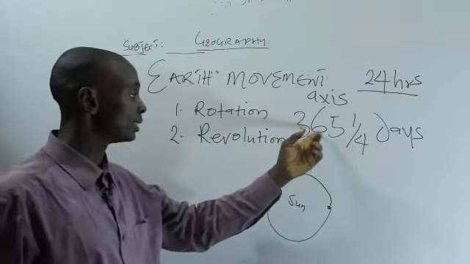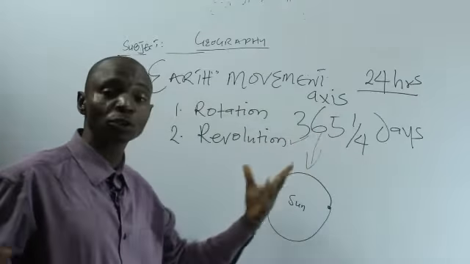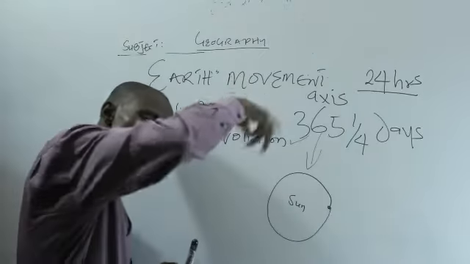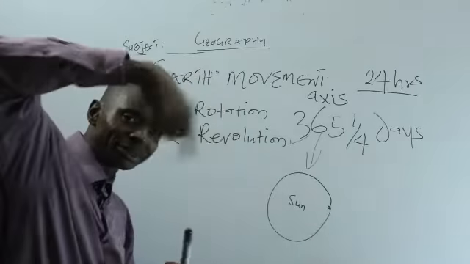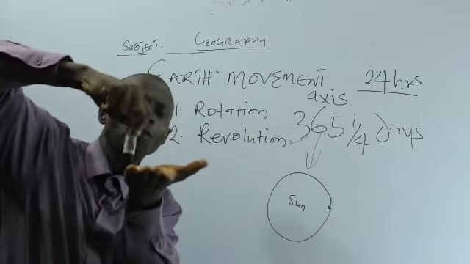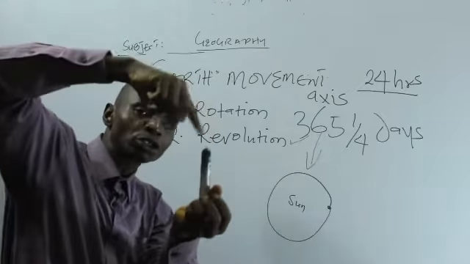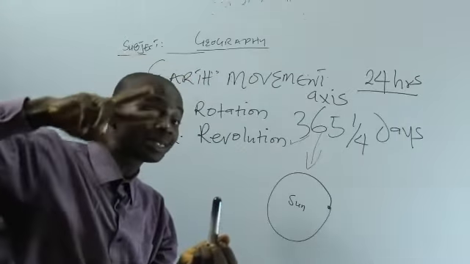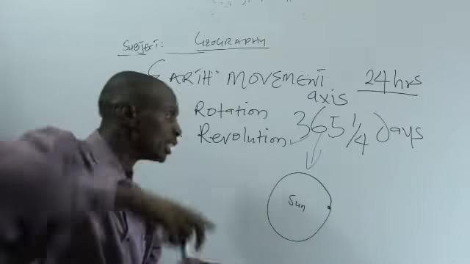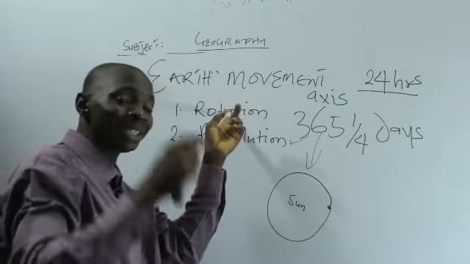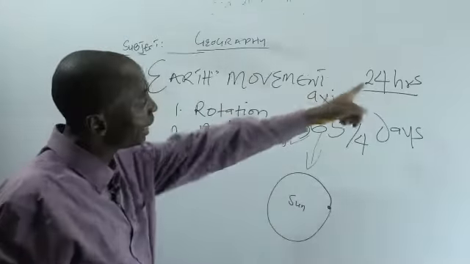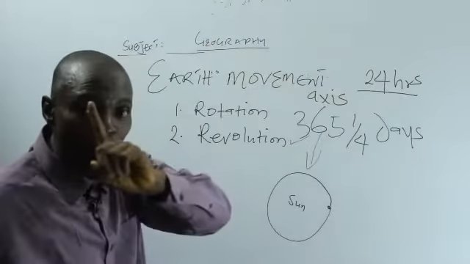While 365 1/4 days is equal to what? Equivalent to 1 year. So earth does rotation as it is spinning like this, it is also moving. So it does two movements simultaneously. It's spinning and also is what? Is moving. This spinning of the earth on its axis is what we call rotation. And it takes 24 hours to complete one rotation.